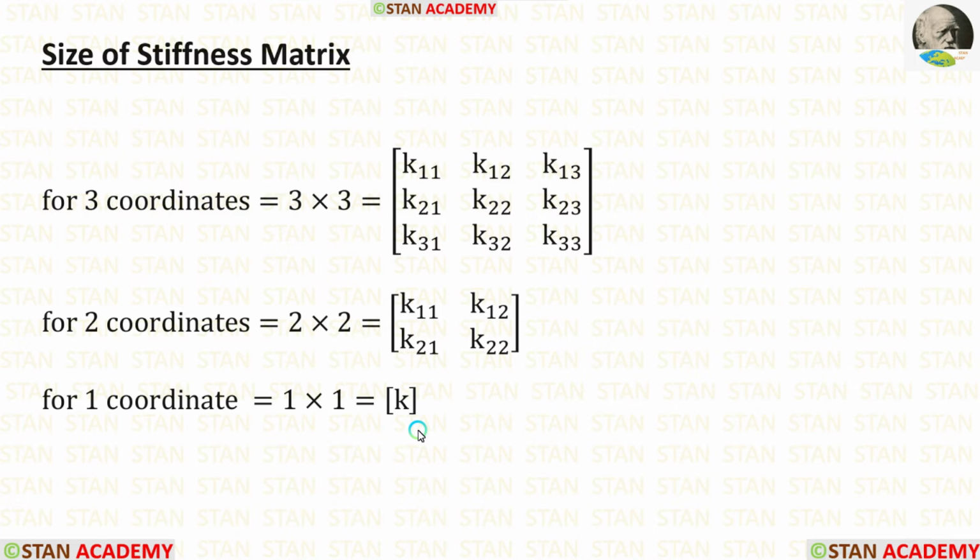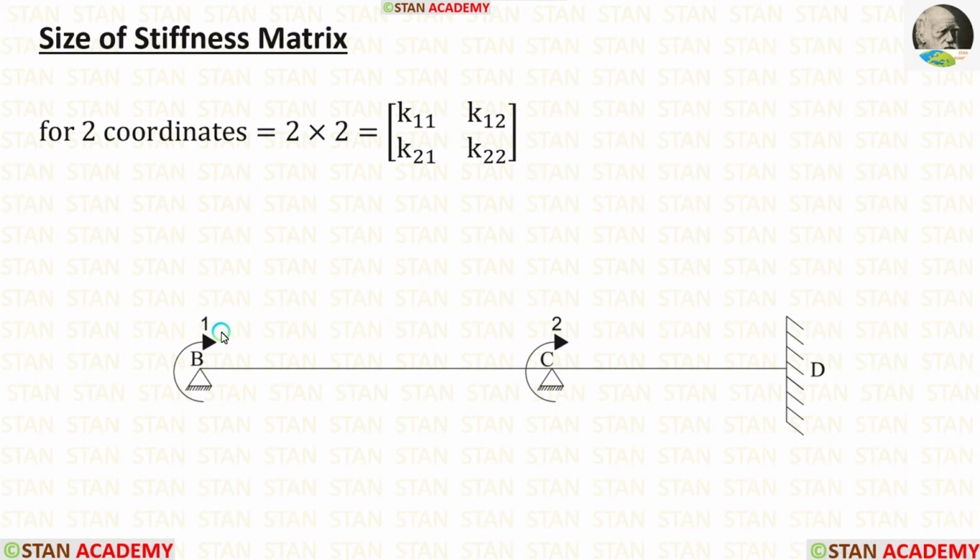Now let us see the size of the stiffness matrix. For 3 coordinates it will be 3 cross 3. For 2 coordinates it will be 2 cross 2. For 1 coordinate it will be 1 cross 1. In this analysis there are 2 coordinates. We already know for 2 coordinates the size will be 2 by 2. In this matrix, now let us find the first row.